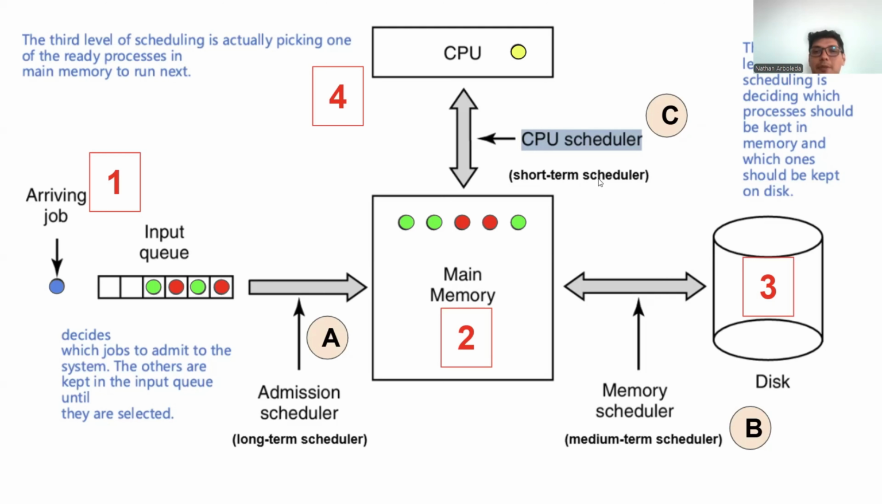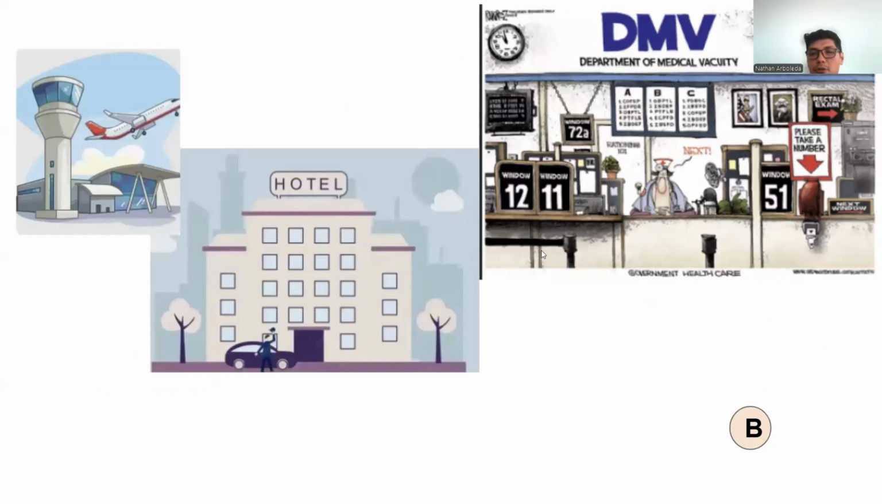The last one is the CPU scheduler. The third level of scheduling is actually picking one of the ready processes in main memory to run next. And that happens in number 4. So I hope this abstract idea of the 3 layers of scheduling is more clear. So now I invite you to do the same exercise so you can put it in your own words. Some other ideas, for example, are an airport, a hotel, or the DMV.